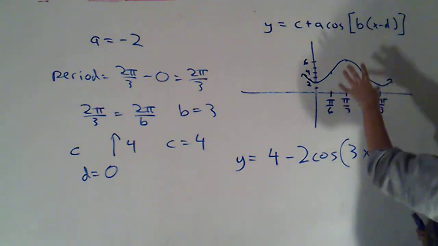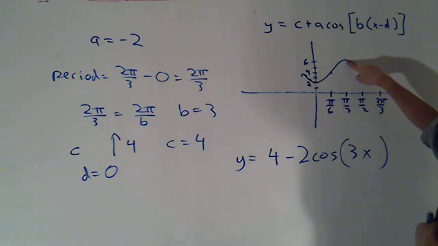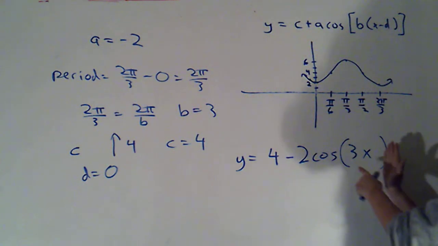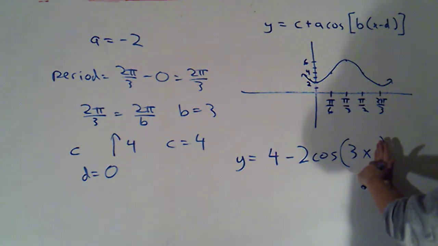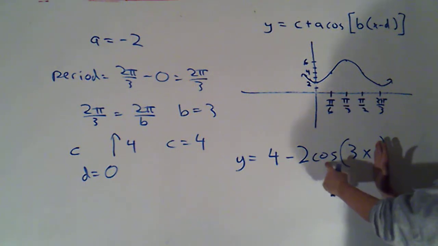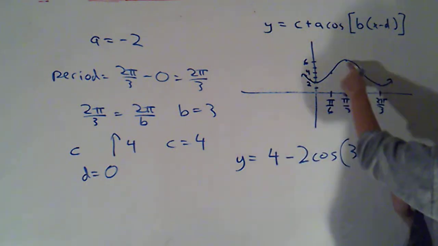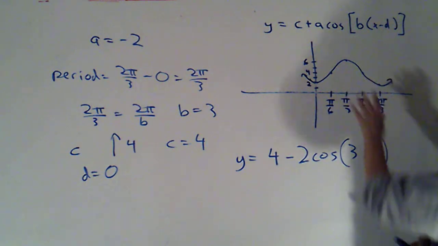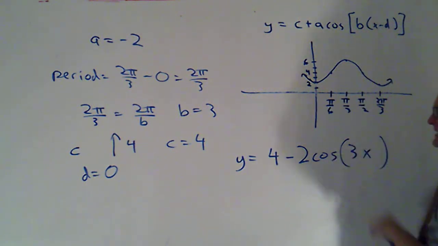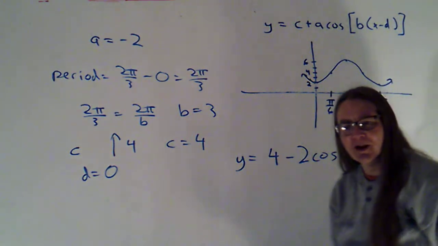And if I wanted to, I could plug in other points. Pi over 3 gives me a value of 6. Pi over 3 seems like it's messy to plug in, but notice I'm multiplying by 3. 3 times pi over 3 is just pi. Cosine of pi would be negative 1. Negative 2 times negative 1 is positive 2, and 4 plus 2 would give me 6. So I can always sort of double check my work, because it's very easy to make a careless mistake with this sort of problem, but it is kind of a fun puzzle problem to do.